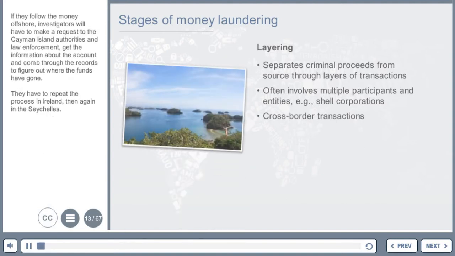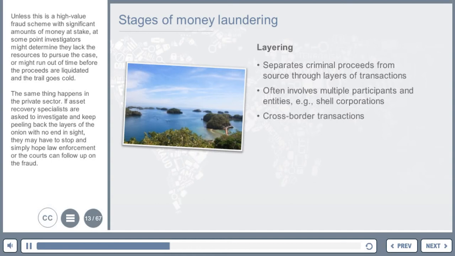If they follow the money offshore, investigators will have to make a request to the Cayman Island authorities and law enforcement, get the information about the account, and comb through the records to figure out where the funds have gone. They have to repeat the process in Ireland, then again in the Seychelles. Unless this is a high-value fraud scheme with significant amounts of money at stake, at some point investigators might determine they lack the resources to pursue the case, or might run out of time before the proceeds are liquidated and the trail goes cold. The same thing happens in the private sector.